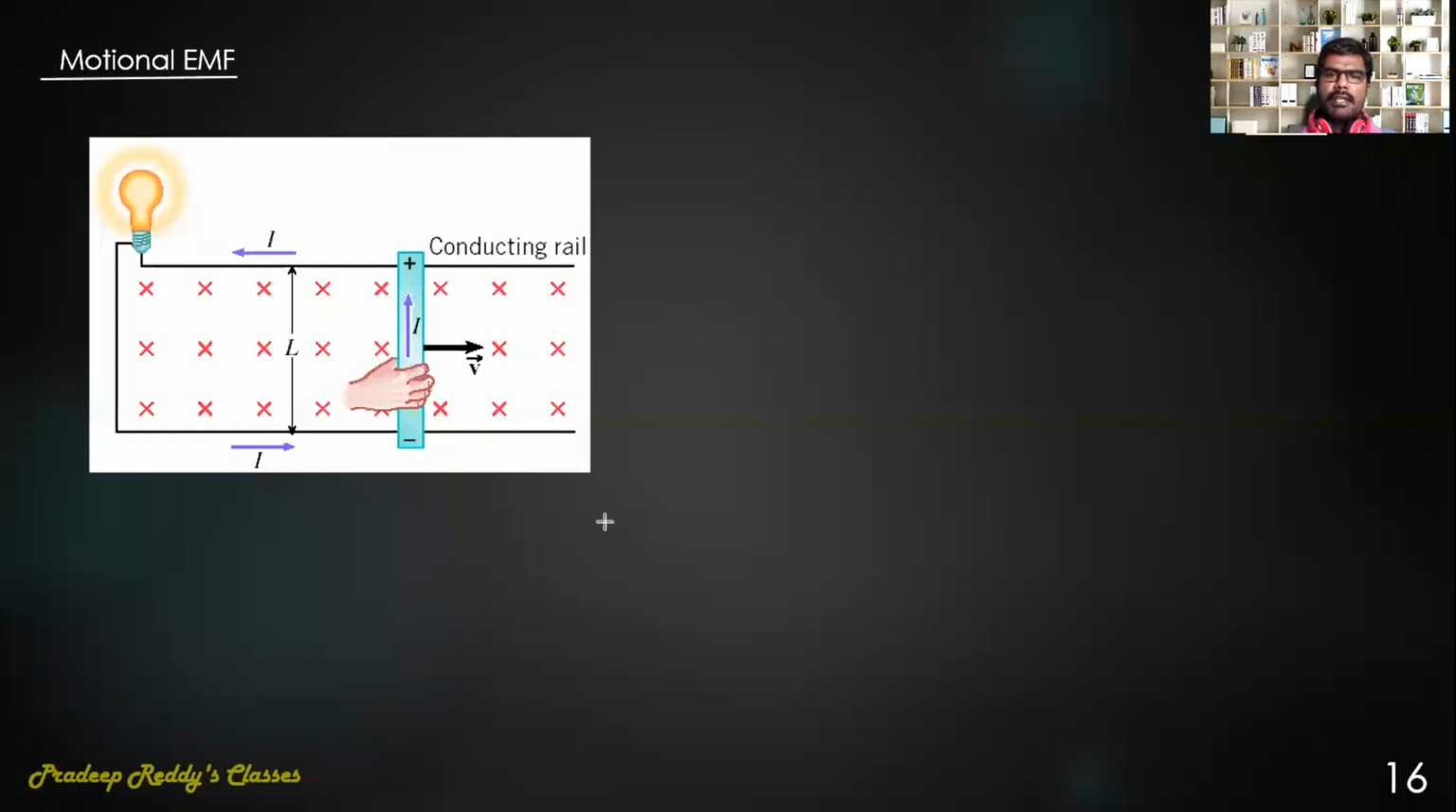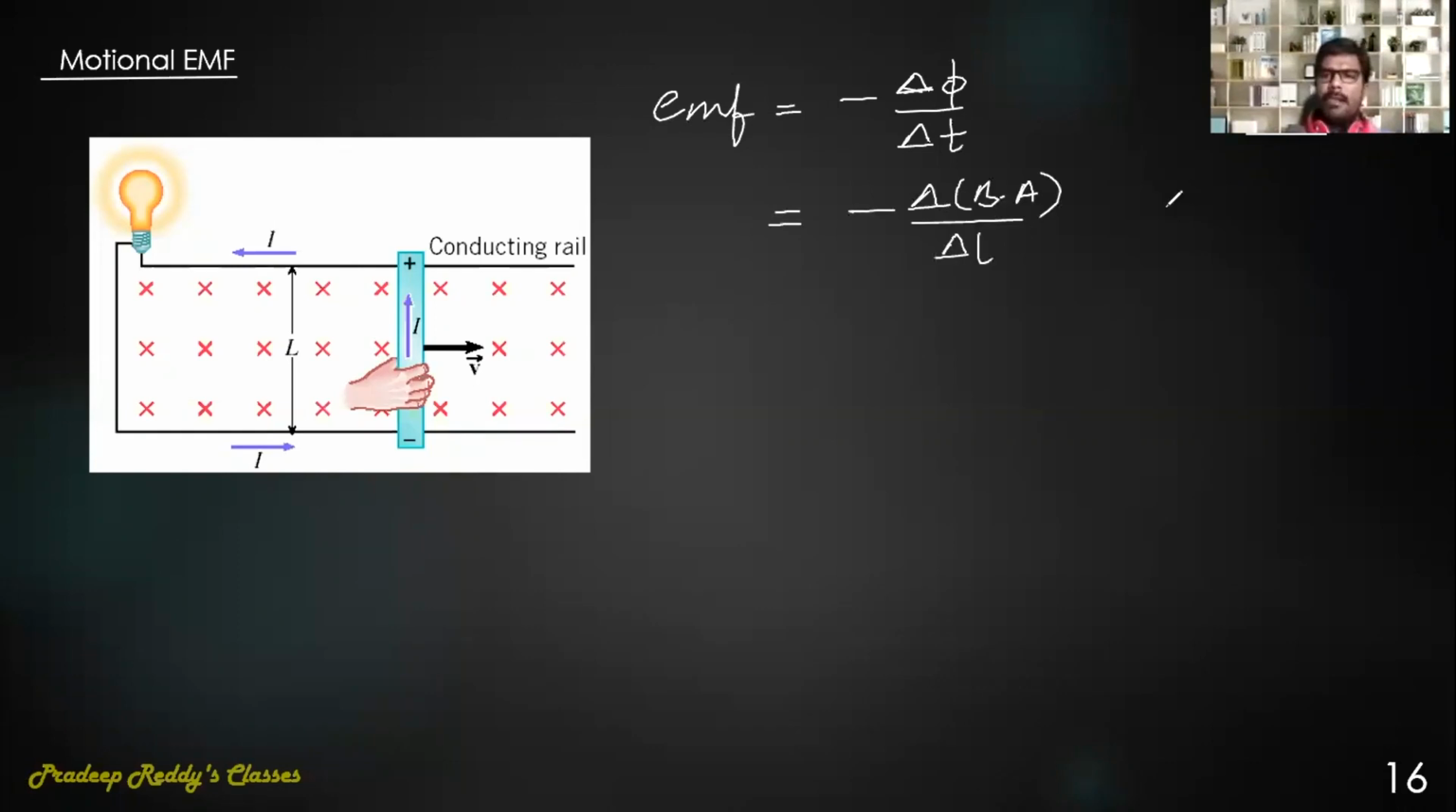So what does this motional EMF mean? As we already know, EMF induced in the coil is equal to minus delta phi divided by delta t. This is equal to minus delta of B dot A divided by delta t. Area of cross section for a coil is equal to length into breadth. I'll just substitute that here. Minus B, I can just bring it out. L is the length of the conductor, I can bring it out. What remains is delta B divided by delta t.